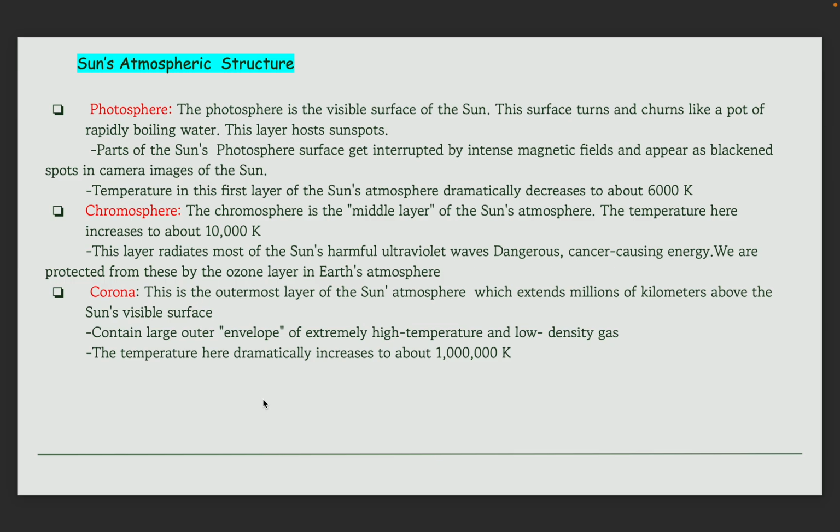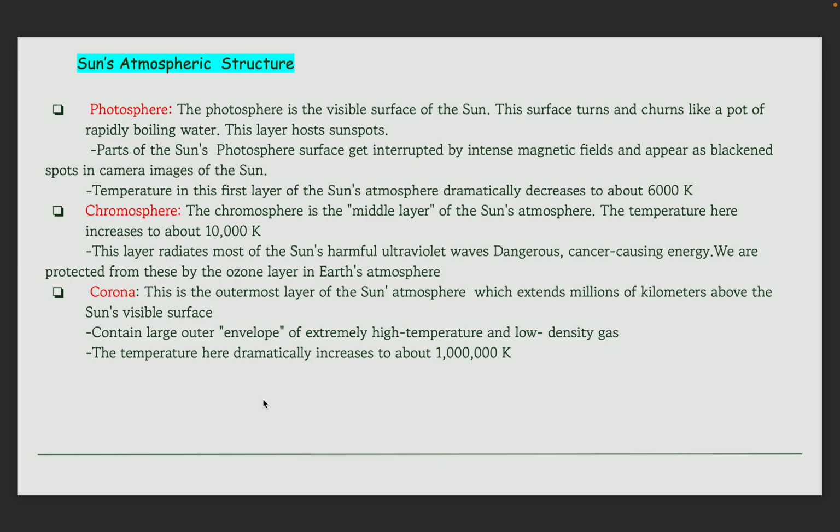Now we can see what the atmospheric structure of the Sun is. We have just learned that the Sun's atmosphere has three parts. One is the photosphere, another is the chromosphere, and on top of that there is the corona. The photosphere is the first layer after the Sun's interior, or the Sun's surface. The photosphere is the visible surface of the Sun. This surface turns and churns like a pot of rapidly boiling water.